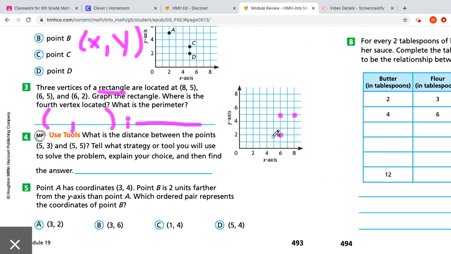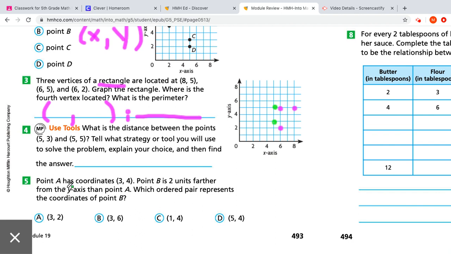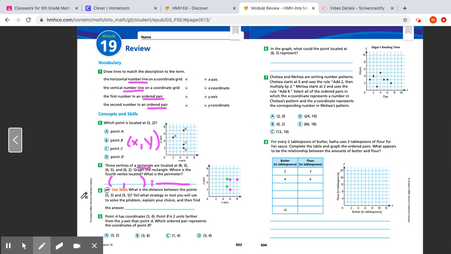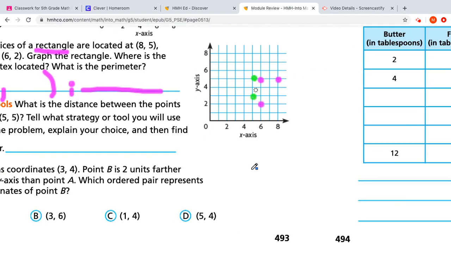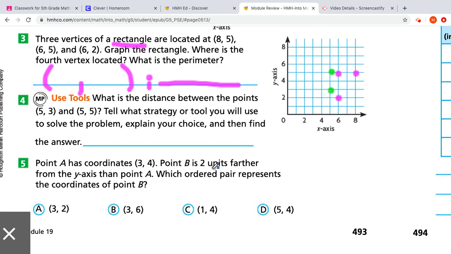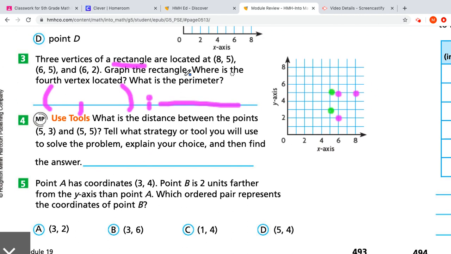So 5, 3, and then it has 5, 5 over here. So these two green points, what's the difference between them? And then over here for point A, here's another one that they're using. I'm going to use a different color for that as well. Again, I'm just using this graph as a way to show you guys what's happening in 4 and 5. The only thing you have to do on this graph is number 3, graphing that rectangle and finding that last point from the pink.